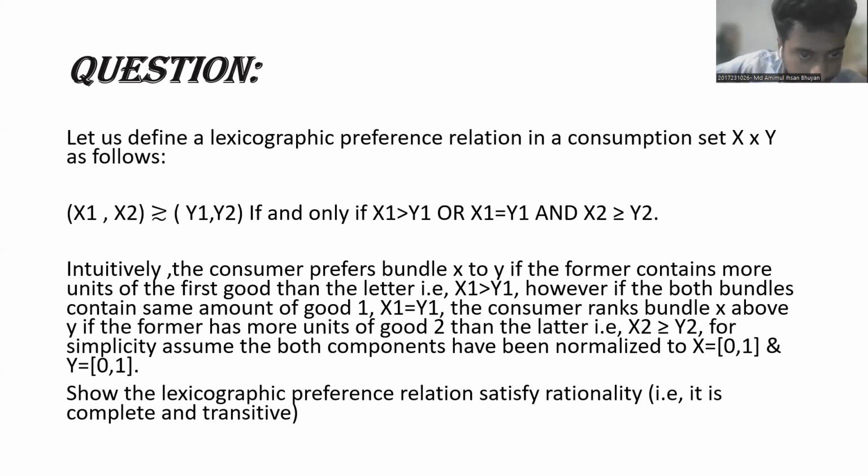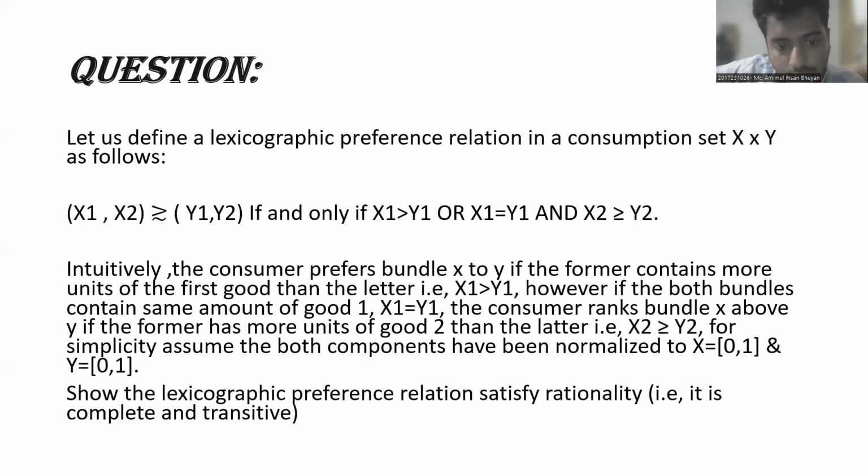y2. Here we can see that the consumer prefers bundle X to Y if the former contains more units of the first good than the latter, x1 greater than y1. However, if both bundles contain the same amount of good 1, x1 equal to y1, the consumer ranks bundle X above Y if the former has more units of good 2 than the latter, x2 greater than or equal to y2.